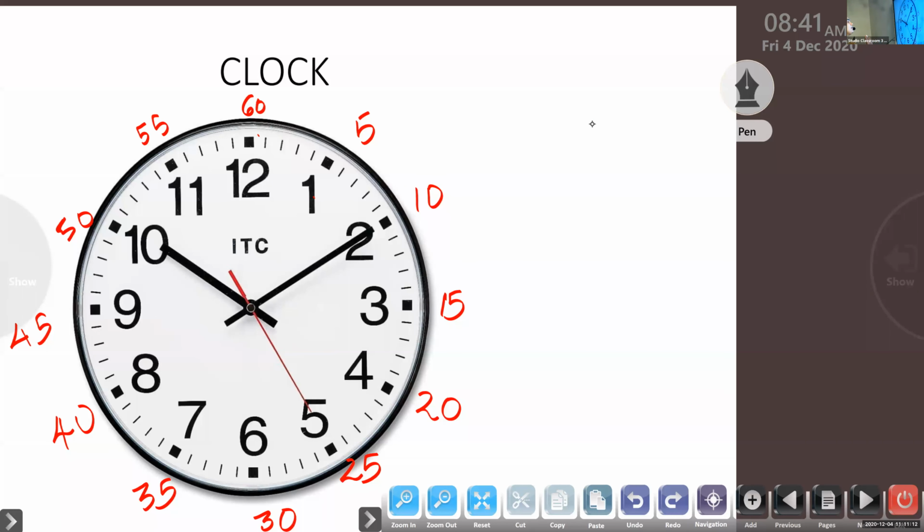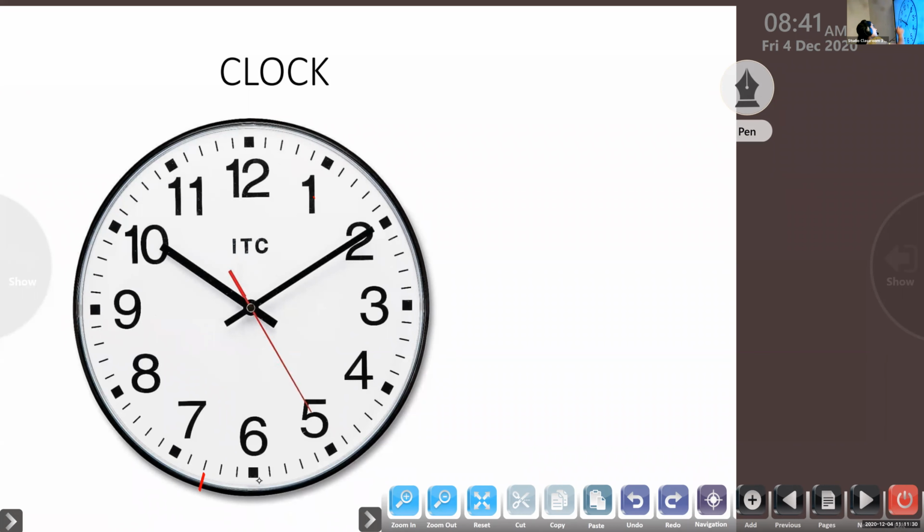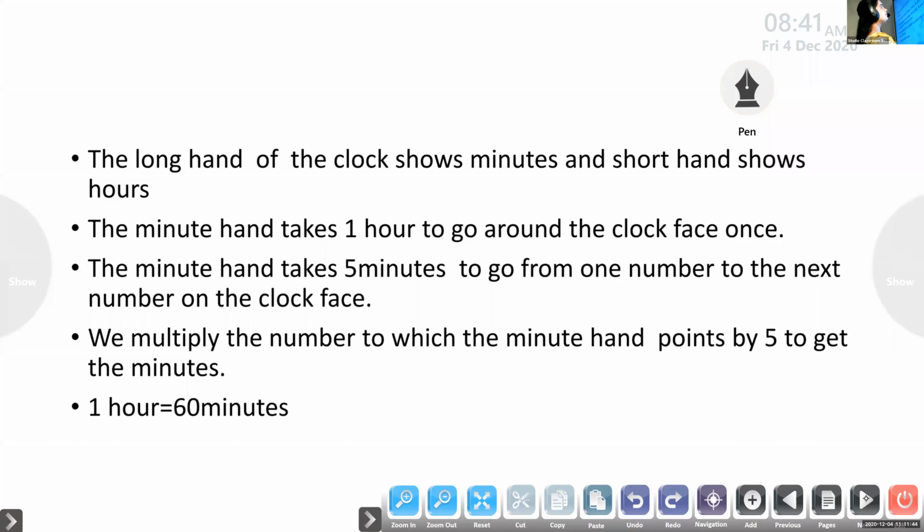When we read a clock, we have to tell the position of the hour hand first. Here you can see the hour hand is on which number? 10. So you can write 10. Sometimes the hour hand won't be like this. I'll show you another example.